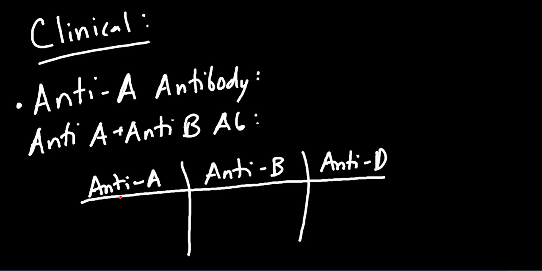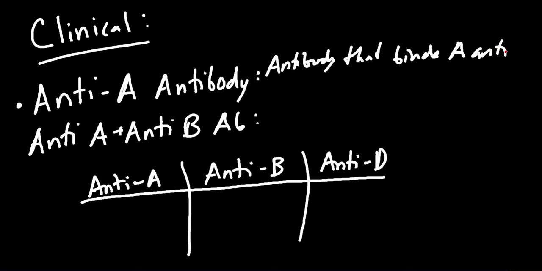So anti-A antibody. What it is, it's an antibody. Remember, antibodies bind antigen, and it's going to look for an antigen. Now, anti-A antibody, it's going to be an antibody that binds A antigen. So if we do an anti-A antibody test, it'll be positive only when we find that A antigen.